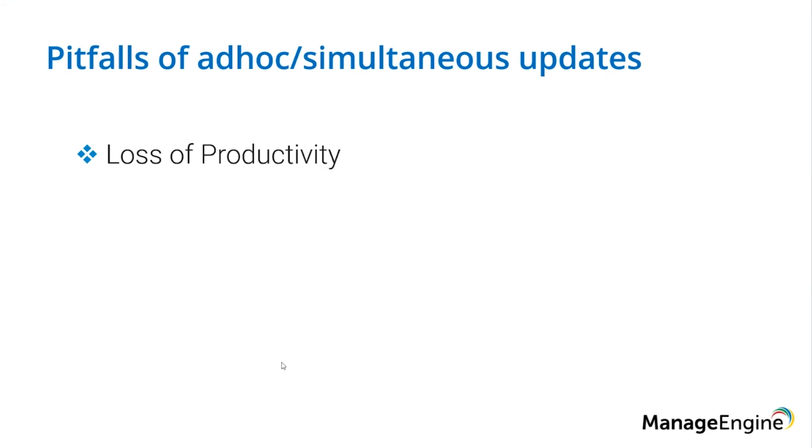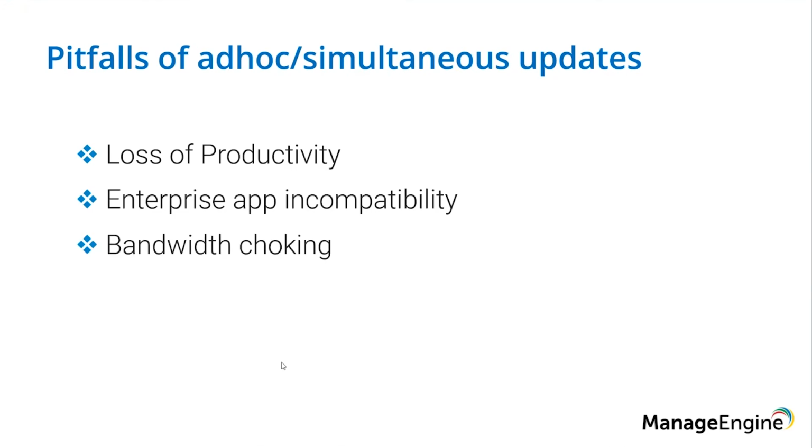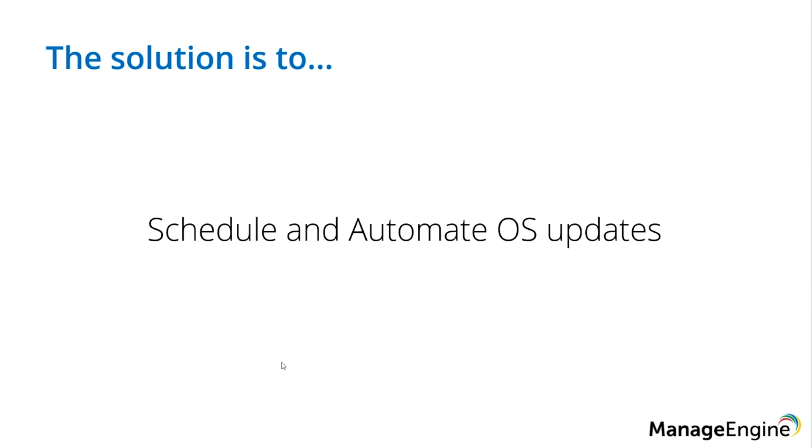If you're majorly using in-house enterprise applications, your app developers will develop an application with compatibility for the latest OS. And if you don't have a policy to update your operating system from time to time, then those applications will not work as intended. There is also enterprise app incompatibility and bandwidth choking, because irrespective of whatever time frame the user comes into the office premises, they start to upgrade the OS and it will consume a lot of bandwidth. So having a streamlined OS upgrade policy will help you to address all those issues.